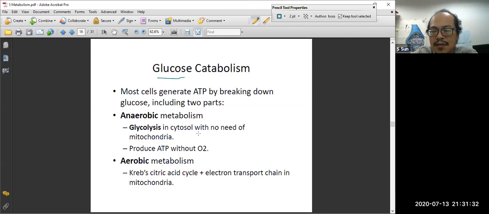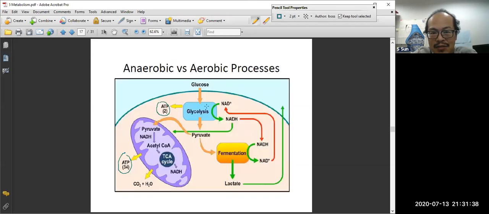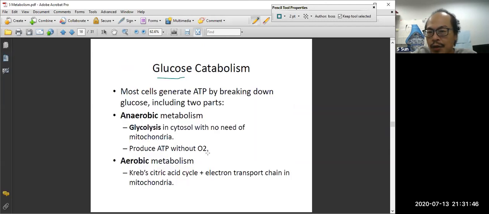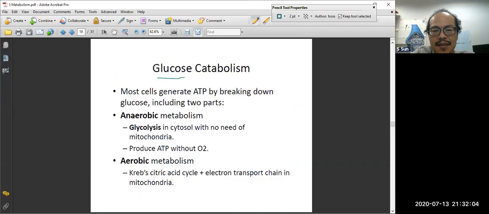This is the one that doesn't even need mitochondria. It's in the cytosol. It doesn't even need mitochondria, and it doesn't need O2 either. It produces a little bit of ATP, and its end product is lactate. So that's the anaerobic metabolism. This process is also called glycolysis, the main process.